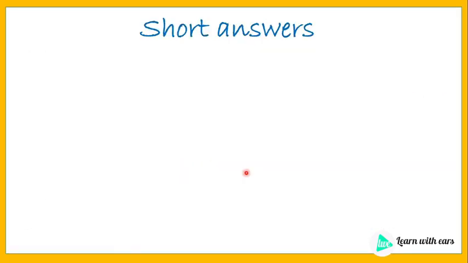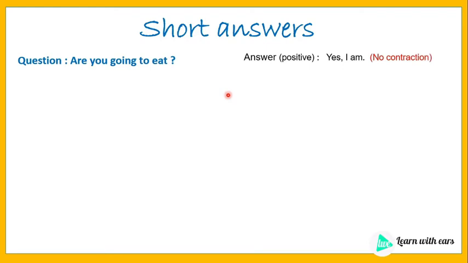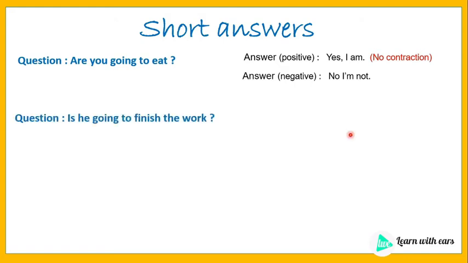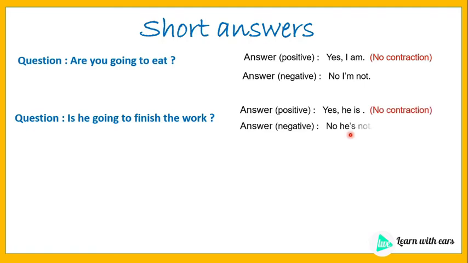Now let's see how to give short answers. Okay, so the first question is, are you going to eat? And the short positive answer is, yes, I am. Remember, in a positive answer, we don't use contractions. Negative answer is, no, I'm not. Next question, is he going to finish the work? Positive answer is, yes, he is. And negative answer is, no, he's not. Or, no, he isn't. Okay?